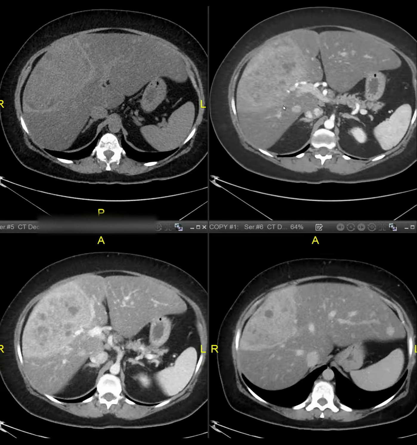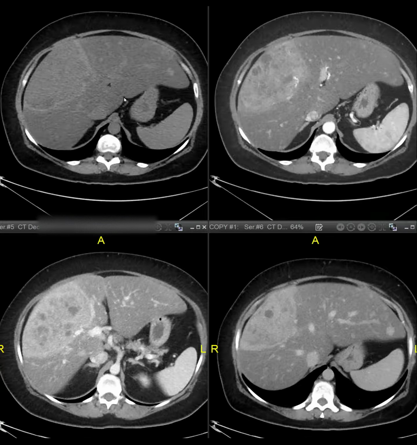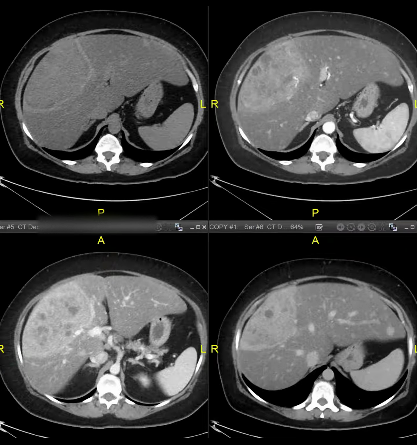So in a female with a fatty liver, always think about adenoma and adenomatosis, given there are multiple masses. Then she had an infection.